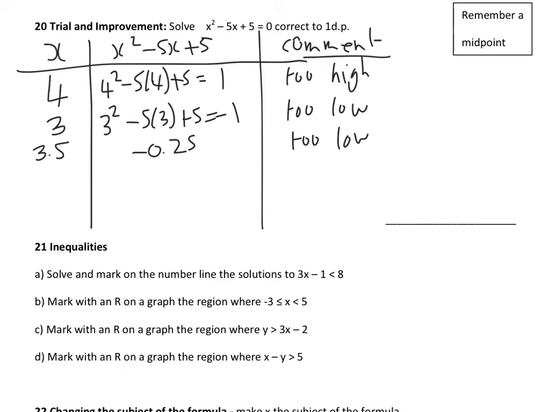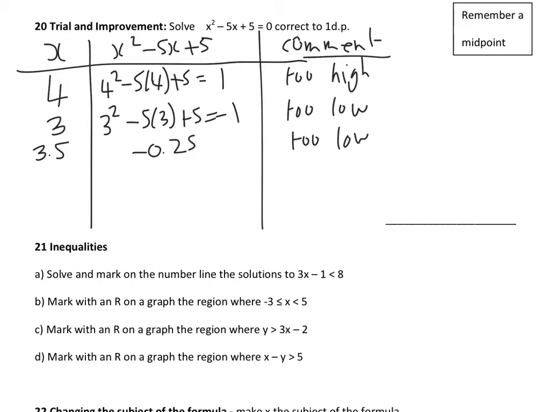How do I know if it's too high or too low? We didn't make that clear. I want this here to be equal to 0 because the equation has to be equal to 0. So when it was 1, it was above 0, so too high. When it was negative 1, it was too low. And still negative, so it's still too low.